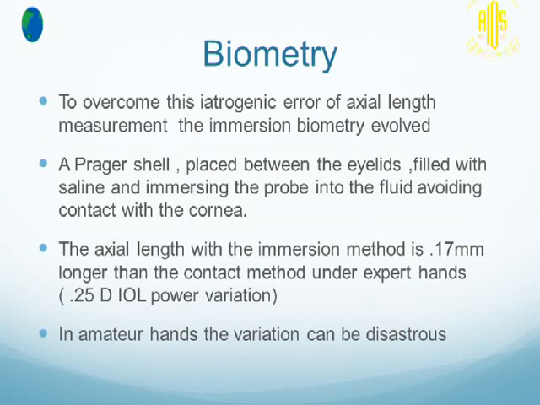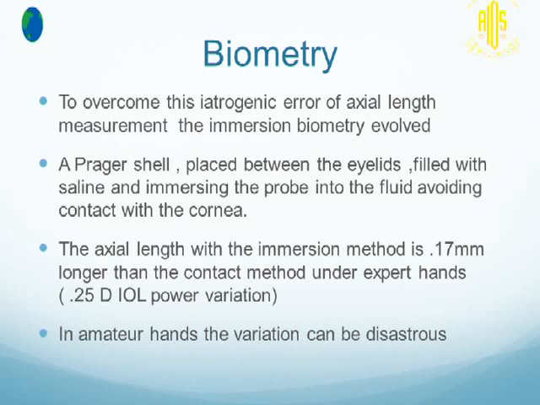To overcome this iatrogenic error of axial length measurement, immersion biometry has slowly evolved. A Prager shell placed between the eyelids, filled with saline, and immersing the probe into the fluid avoids contact with the cornea. The axial length with the immersion method is 0.17 millimeters longer than the contact method, even under expert hands. On calculation, it works out to a very small amount of 0.25 diopters of IOL power.